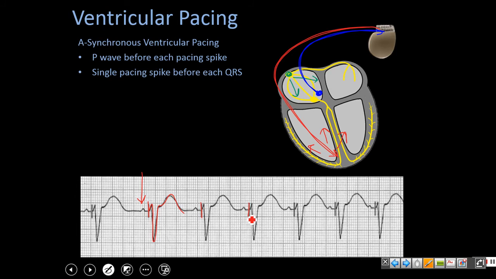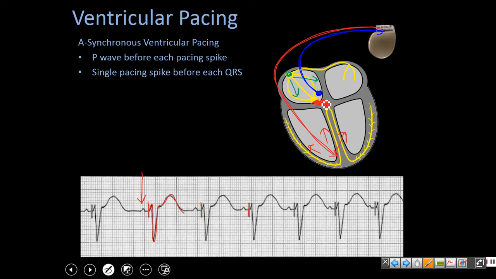So why would we do this? If the SA node is pacing appropriately, why would you want to just pace the ventricles? Well, maybe this patient has heart block, and those impulses are not traveling down to the ventricles like they're supposed to. And then you might say, well, why don't we just pace the ventricles? Why are we using the SA node?